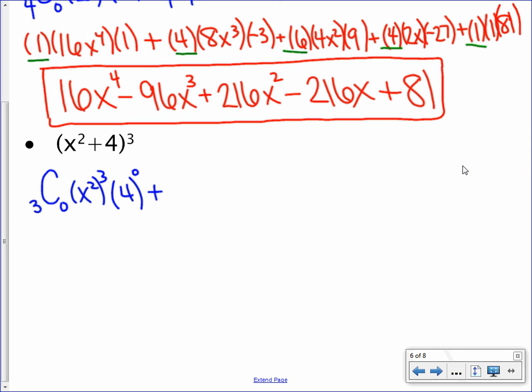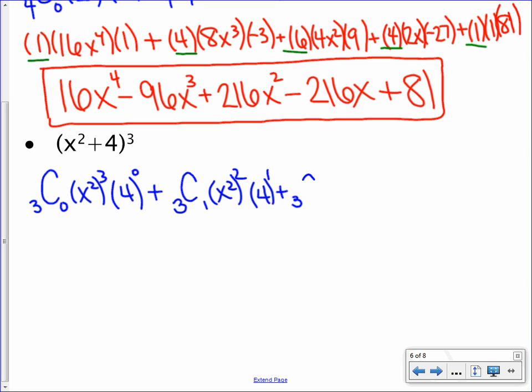Our second term, what does it look like? 3 combinations of 1. Our first term is being raised to the second, and our second term to the first. These two numbers should always add up to your original exponent. Did these add up to 3? Yep, we're good to go.